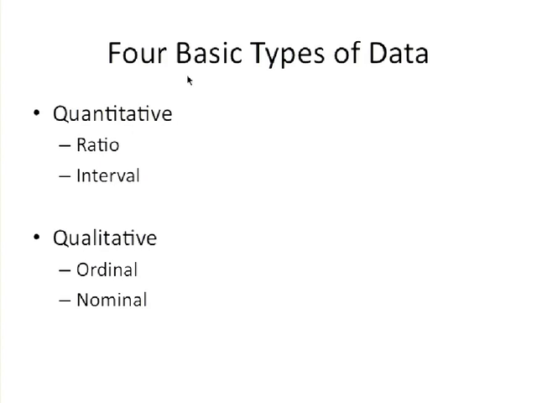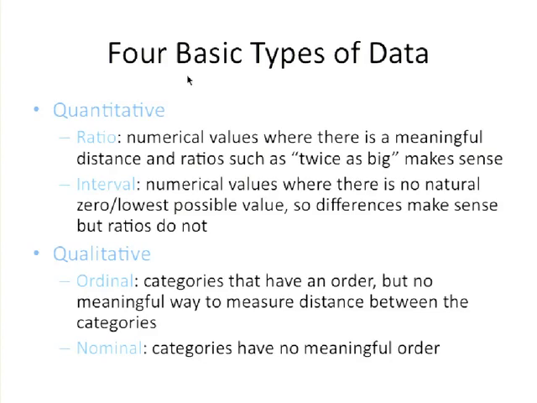Okay, so essentially this is what we just said: quantitative ratios are numeric values where there's a meaningful distance, and ratios such as twice as big make sense. Whereas interval are also numeric values, but there's no natural zero or lowest value that you could make comparisons against in terms of ratios. An ordinal is a qualitative category that has an order but no meaningful way to measure the distance between one and the next one higher. And nominal is categories and there's no meaningful order.